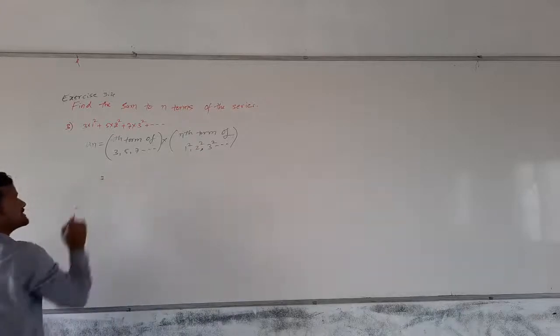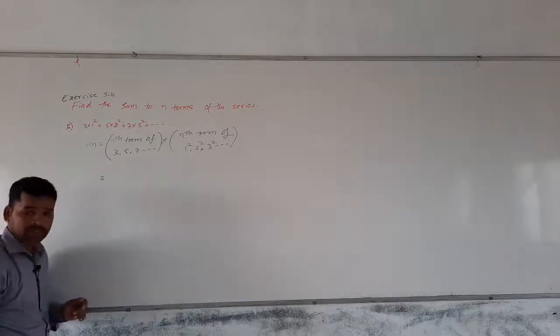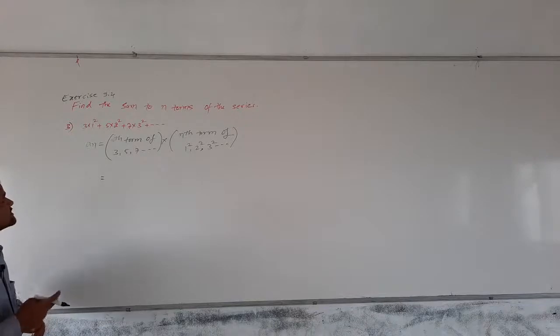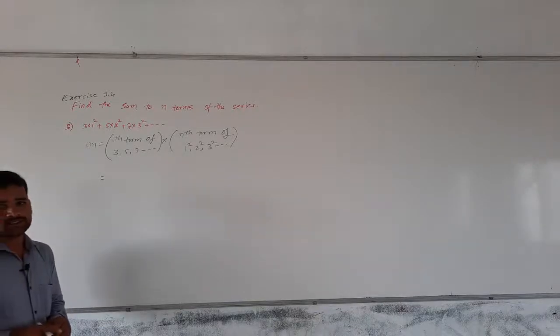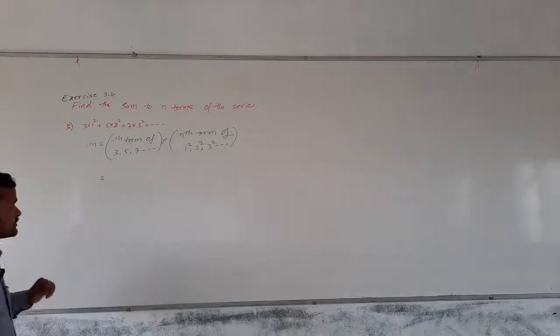Now what is the nth term of this 3, 5, 7? You see these three terms are in arithmetic progression.